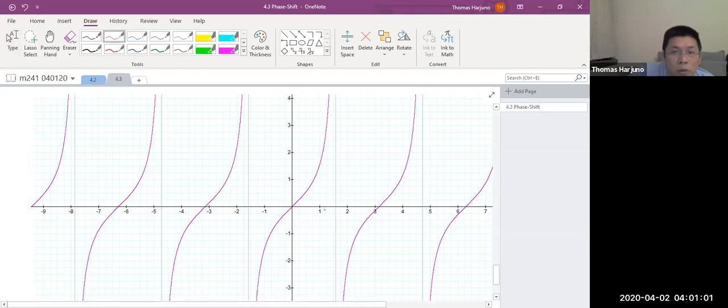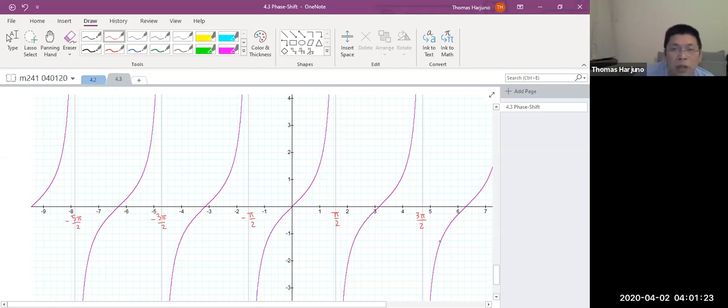So this is pi over 2. And pi after that is 3 pi over 2. Negative pi over 2. Negative 3 pi over 2. Negative 5 pi over 2.